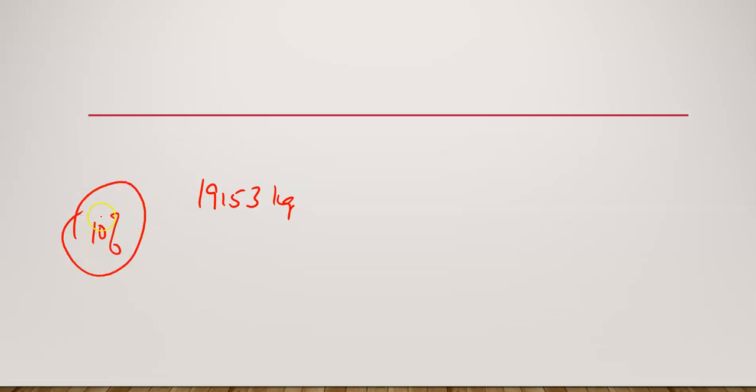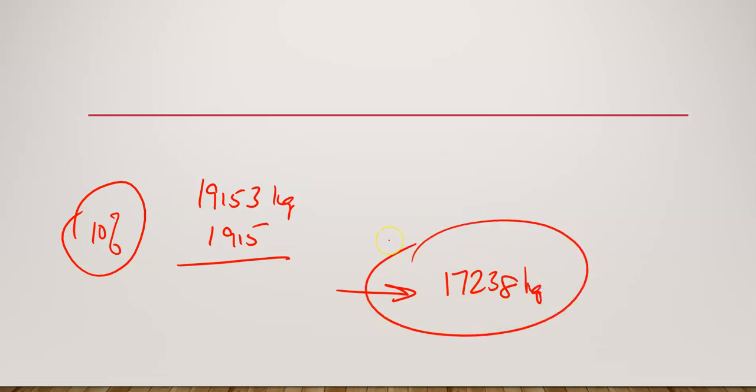I'm expecting you to lose 10%. That's the principle, right? So therefore I'm expecting you to lose 1915, and therefore I'm expecting to come out of this vat, let me just calculate this, 19,153 minus 1915, which is 17,238 kilograms to come out.